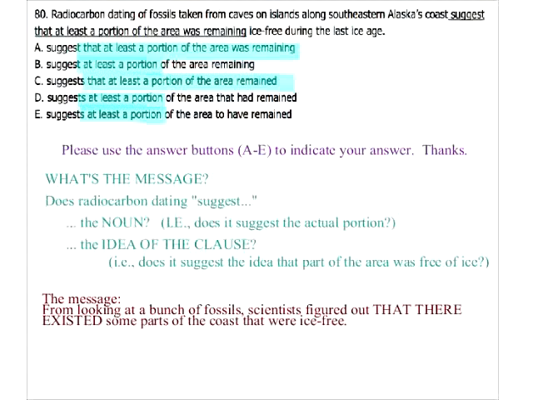The fossils don't give you a map. Instead, they figured out that there were parts of the coast that didn't have ice. So, all right. That means we don't want suggest at least a portion. So these don't make sense. Any questions about that?